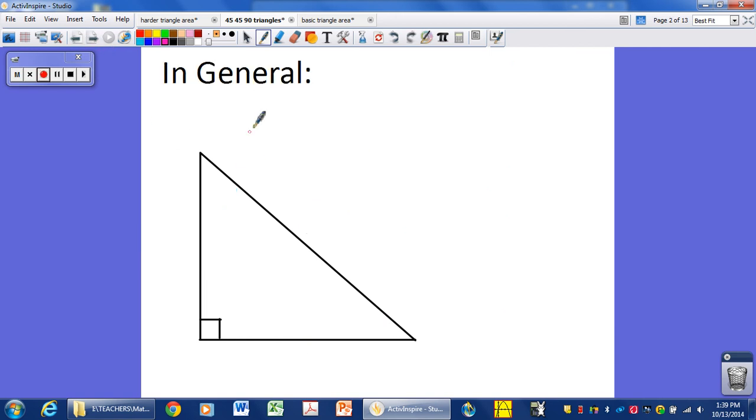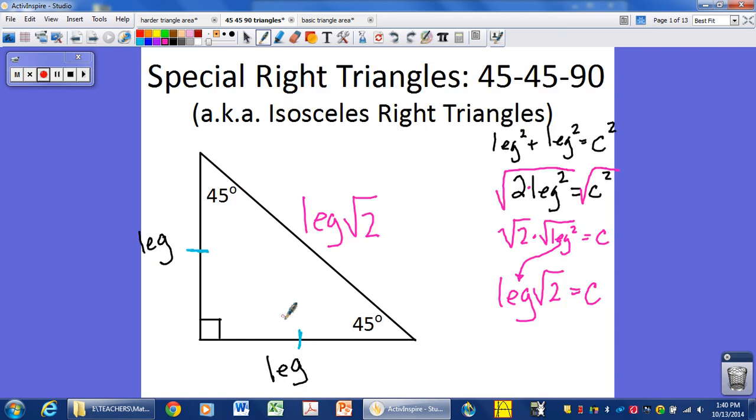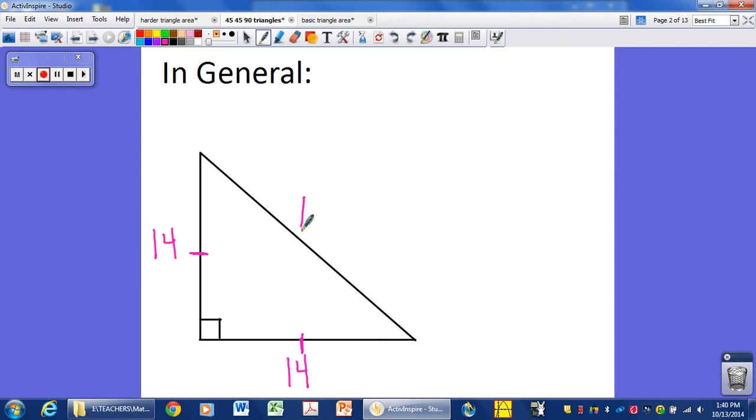So in general, if I happen to have an isosceles right triangle, and I had a leg of 14, that means my other leg would be 14. I could spend a lot of time using the Pythagorean theorem to figure out the length of the hypotenuse, but because of this relationship, the legs are always the same, and the hypotenuse is whatever the leg is times the square root of 2. So this length is 14 times the square root of 2 units long. Now yes, that doesn't mean a whole bunch, but that's exactly what it is.